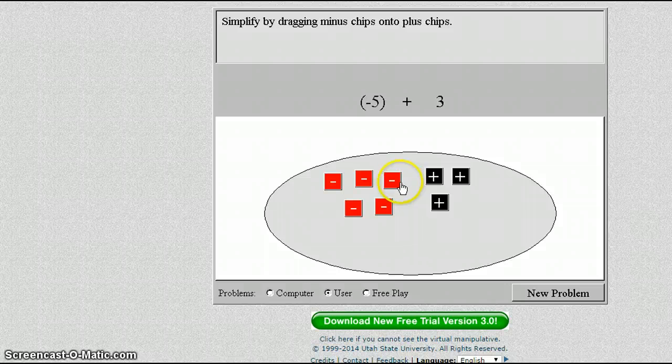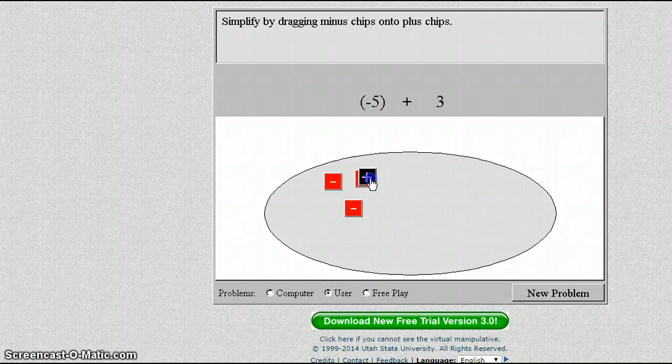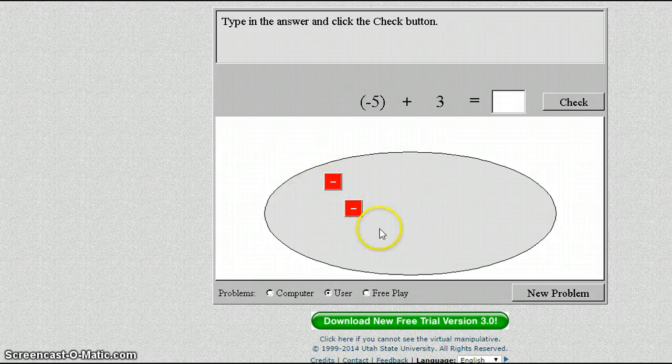And now we're going to simplify by canceling negative and positive pairs. So there's 2 pairs cancel and 3 pairs cancel. And we're left with 2 chips like the last problem, but in this case they're negative chips, so our result is negative 2.